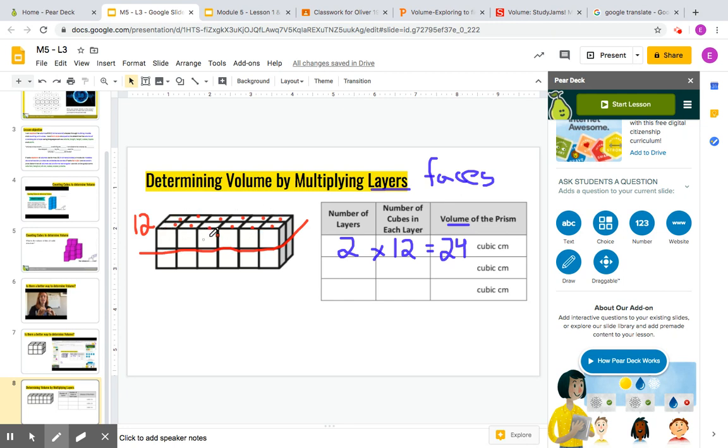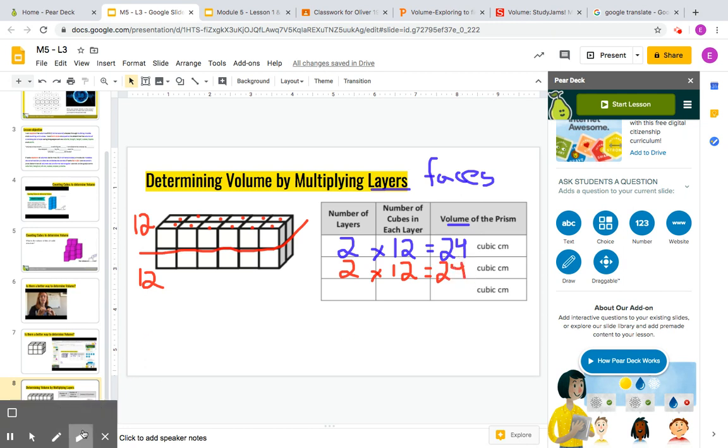Now, they're on top, which means that they're not floating in the air, that there are cubes underneath them. So if there are 12 on top, there has to be 12 on the bottom. So once again, I have my top layer and my bottom layer, which makes 2 layers. Each of my layers has 12 cubes. And so 2 times 12 is 24.